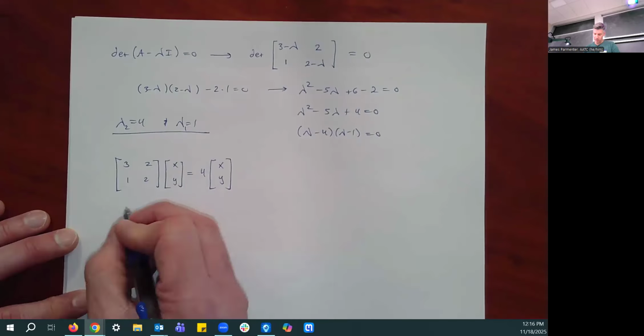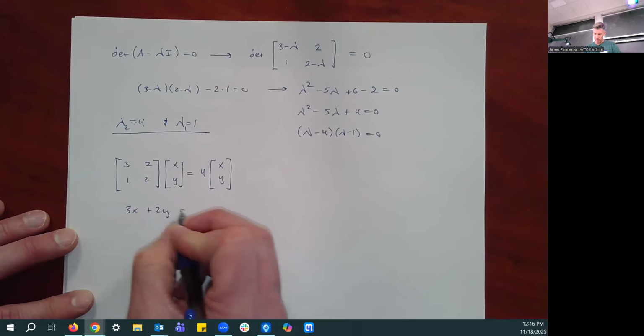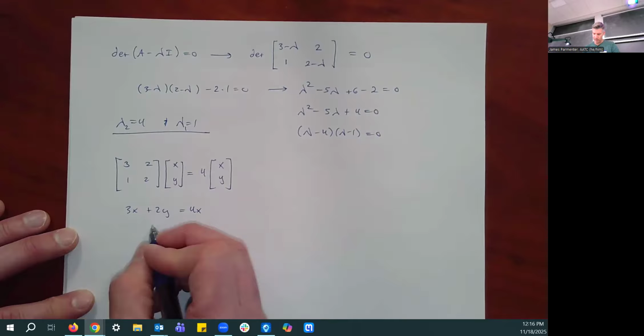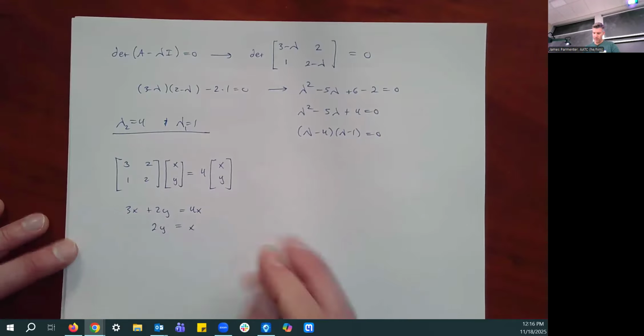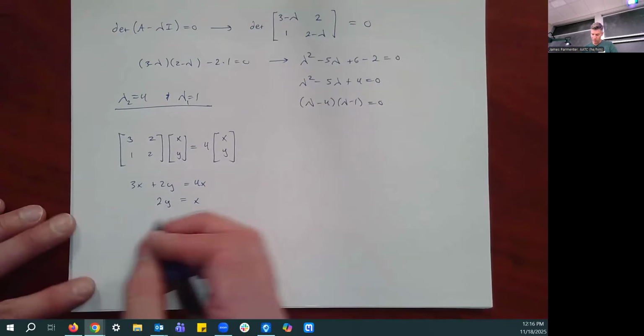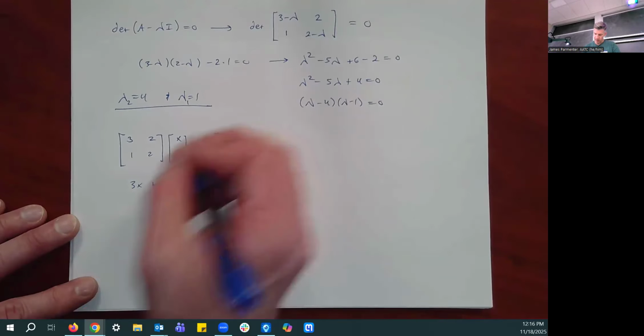So first equation, 3x plus 2y equals 4x. Subtract 3x from both sides. You get 2y equal to x. So I'm going to pick y equal to 1 and x equal to 2. So this is my lambda 2, I guess.